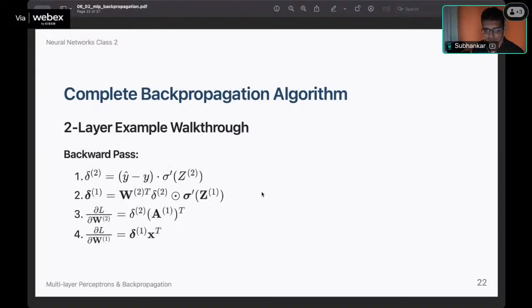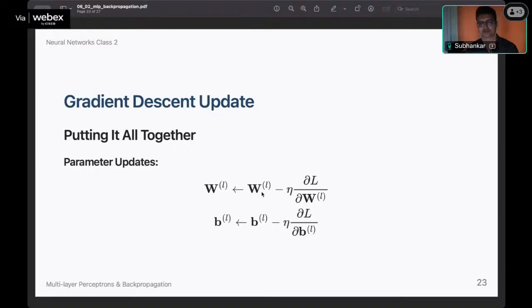Now what happens in the backward pass? Now that we have found the loss, we take the derivative of that, and we have the derivative at Z2, which is the second layer derivative. For the first layer, we multiply W2 transpose with delta 2 and then sigma prime of Z1. For each of these derivatives, we have separate equations, and we compute them, and that finishes the backward pass.